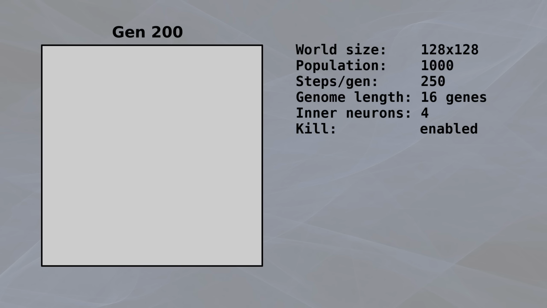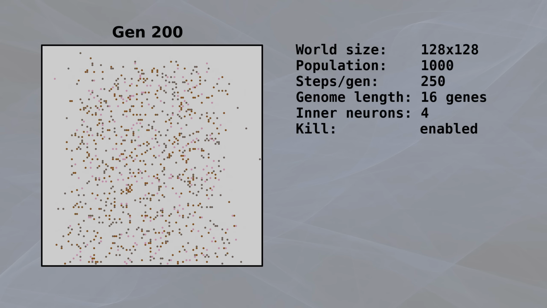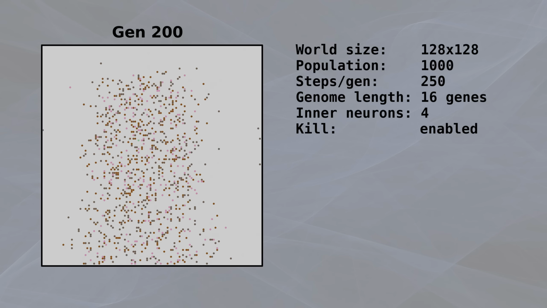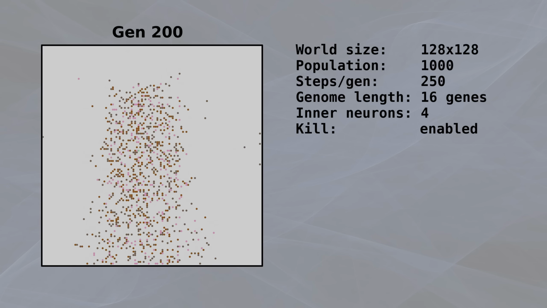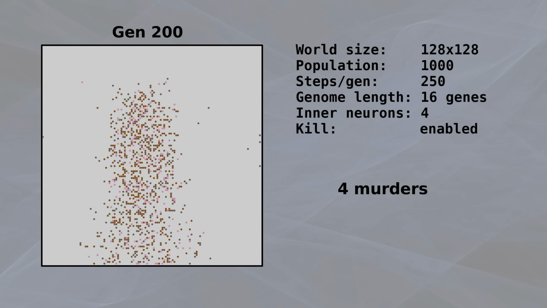So let's go right to generation 200. After 200 generations of evolution, we find that the kill neuron is largely gone from the population. Hardly anyone has a connection to their kill neuron anymore. They learned how to survive without killing each other. In this generation 200, there were only 4 murders. This is a tiny fraction of homicide compared to what it was with their random starting brains. They don't need to kill, and so they don't.